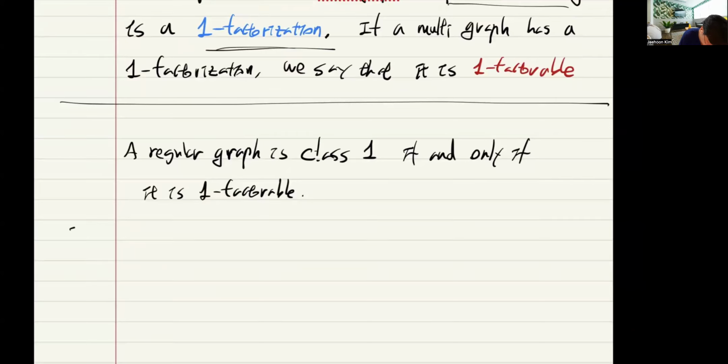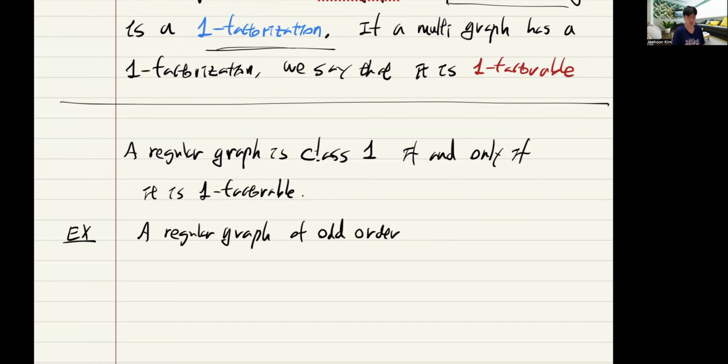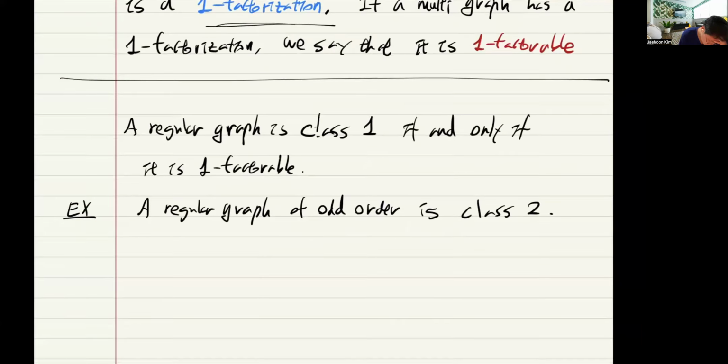Then what? If we have a regular graph on an odd number of vertices, then it doesn't have a perfect matching, so it is not one-factorable. So we know that this is class 2, not class 1. This is class 2 because it's not one-factorable. And another example: if you consider the complete graph on 2n vertices, an even number of vertices, it's easy to check this is class 1.